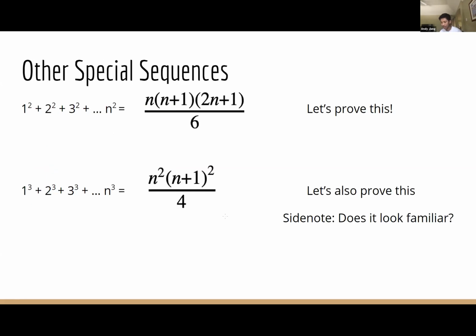Okay, so we have other special sequences. Have y'all seen this before? I'm guessing you have. They're actually a bit hard to memorize, at least the first one. So the first one is 1 squared plus 2 squared plus 3 squared all the way to plus n squared. And that equals n times n plus 1 times 2n plus 1 over 6. And you can prove that this number is always an integer. That's not too hard to prove.